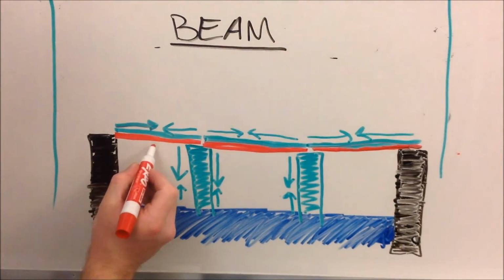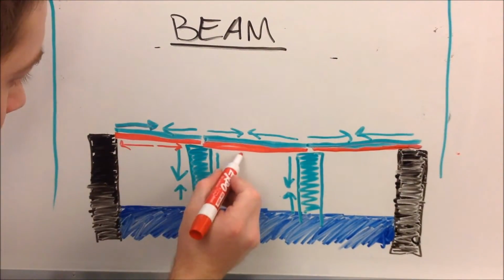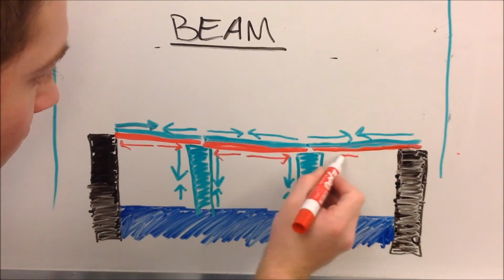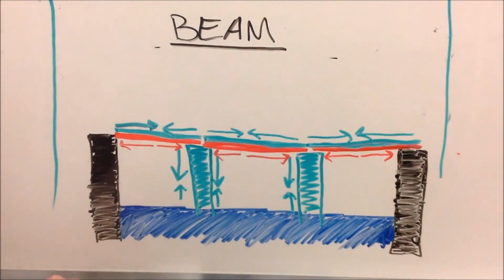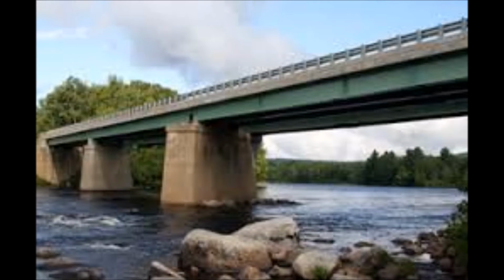They are acting in compression since all the weight of the cars on the bridge is squishing down on the pillars. Since the beam bridge has no extra support other than the piers that they are sitting on, the beam bridge can only span a short distance compared to the other types of bridges.